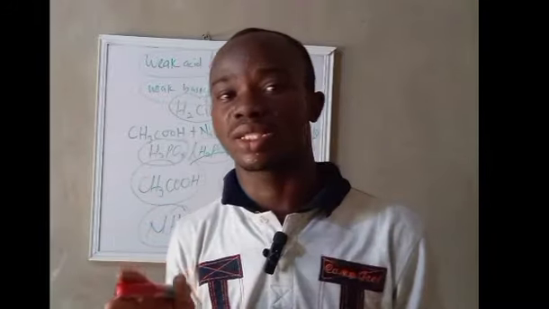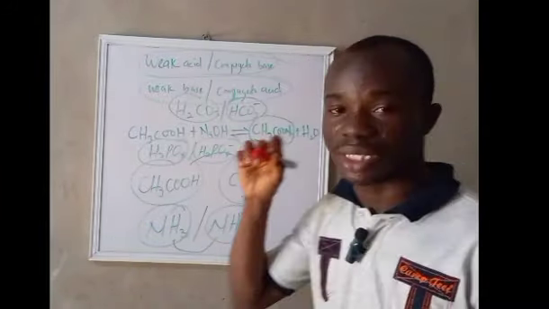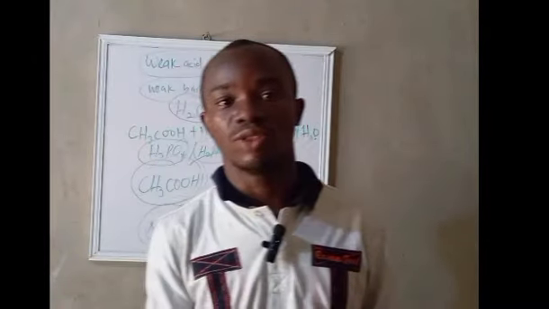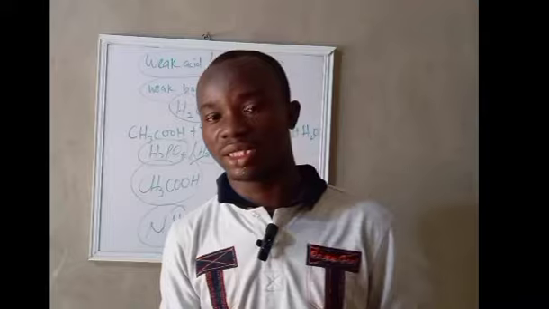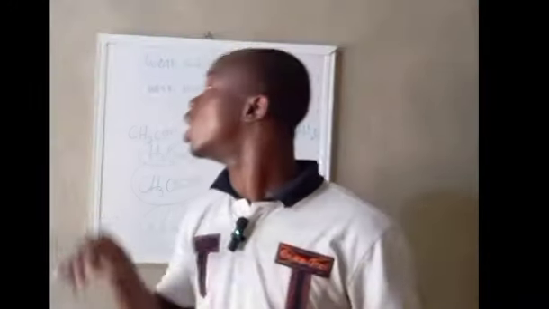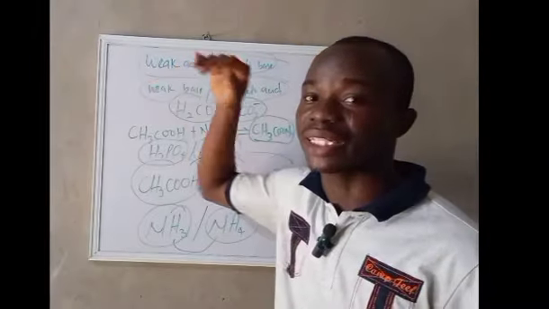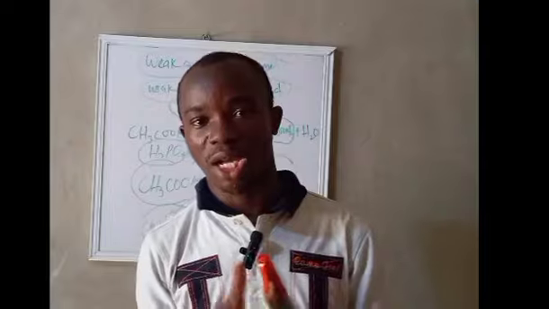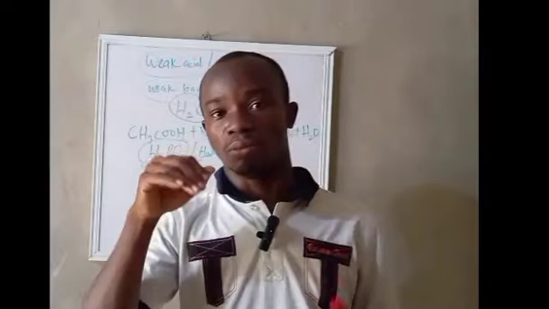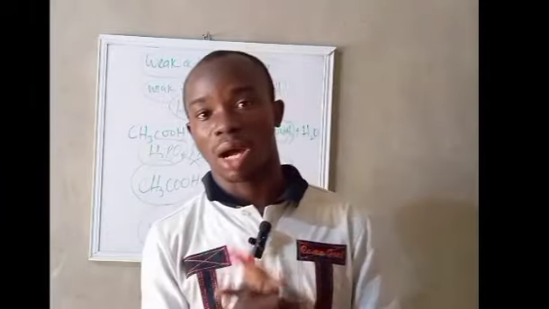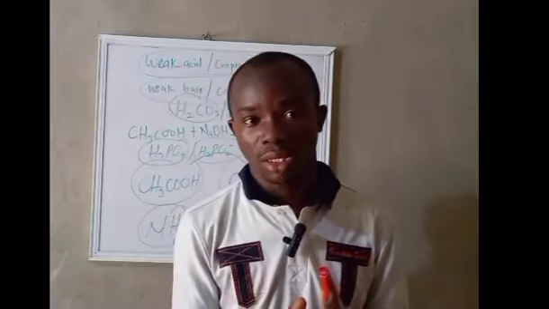So a buffer generally works to resist changes in pH because there is a conjugate base that can reduce the effect of adding an acid to the system, and there's also an acid that can reduce the effect of adding a base. So in that manner, the pH of a buffer system will not change, but there is a limit to the buffering capacity of any buffer system.